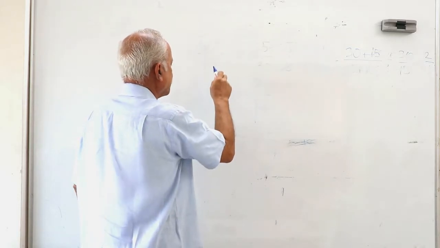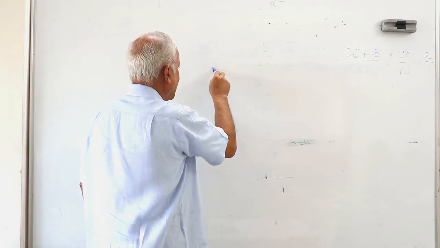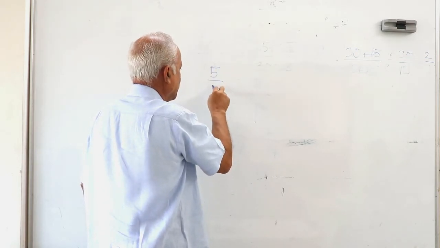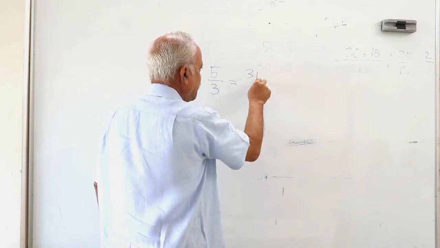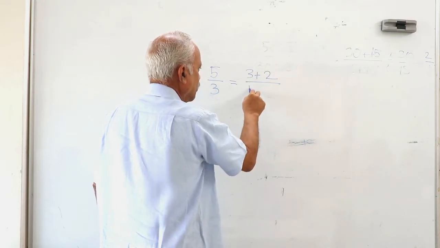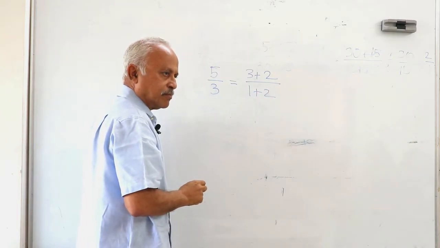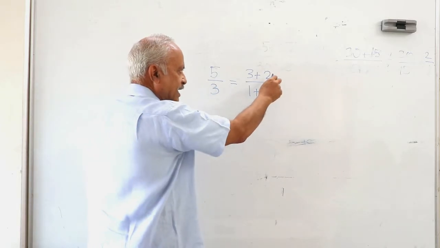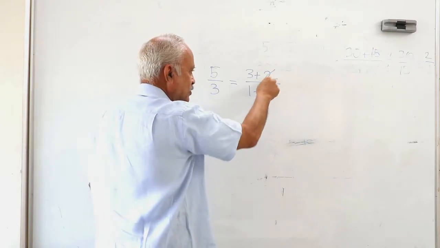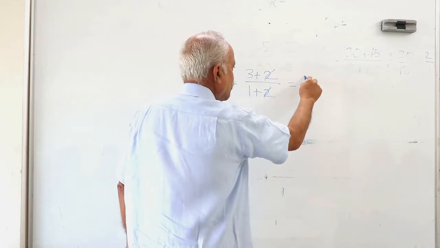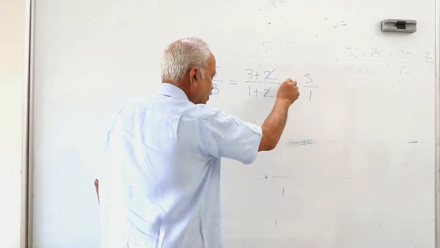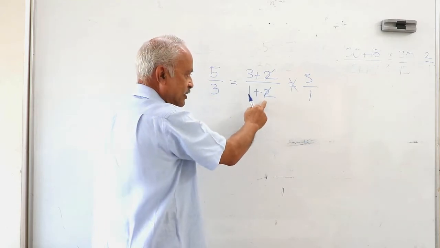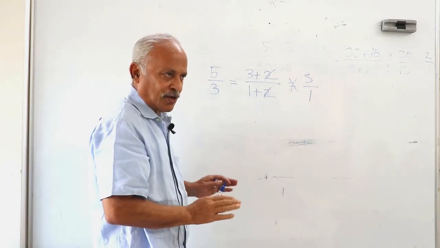I look at 5 upon 3, and I say that this is equal to 3 plus 2 upon 1 plus 2. So now can I cancel 2 and 2? No. But if I cancel 2 and 2, let's see what happens. I cancel 2 and 2 and I get 3 upon 1. But 5 upon 3 is not 3 upon 1, right? So it is not 3 upon 1. I cannot cancel. This kind of cancellation is not allowed.